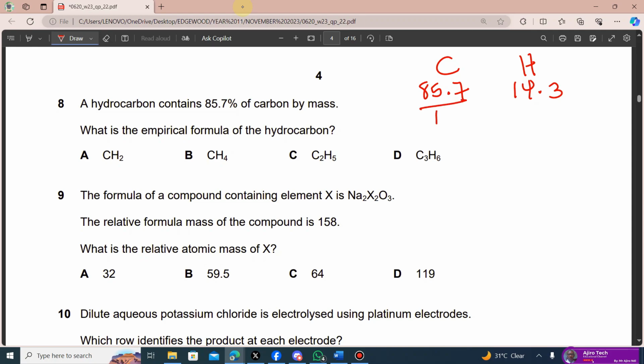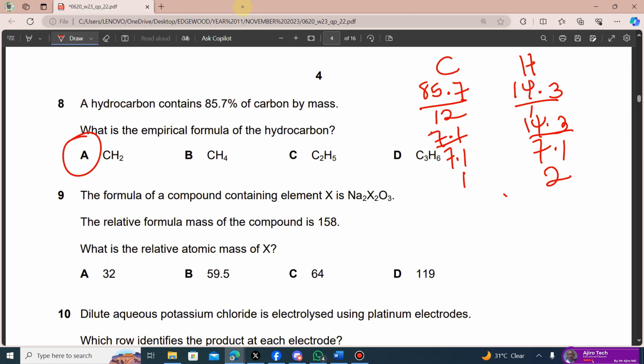So divide by their atomic masses. Sorry, hydrogen is 1 rather, not 12. So let's do 85.7 divided by 12. I have 7.1 here, so let's say 7.1, and then 14.3 still stays, because 14.3 divided by 1 is 14.3. Then divide by the lowest mole ratio here, so 7.1. So this should be 1 and 2. So that's CH2. So option A is the answer to this.